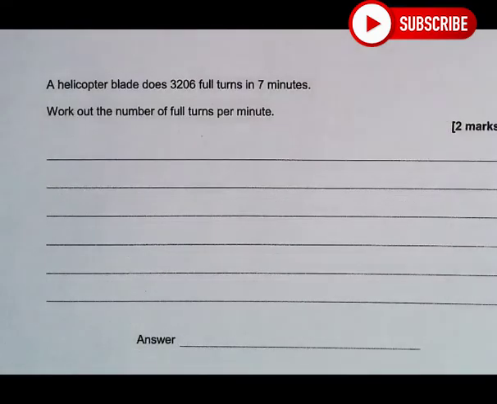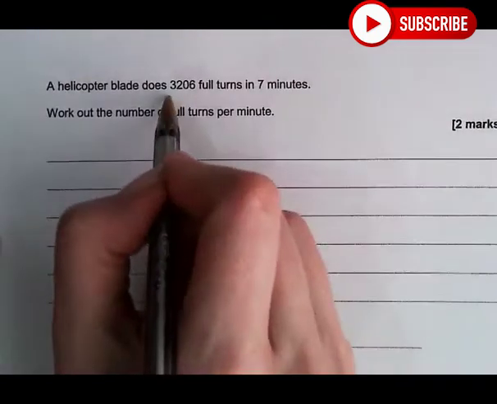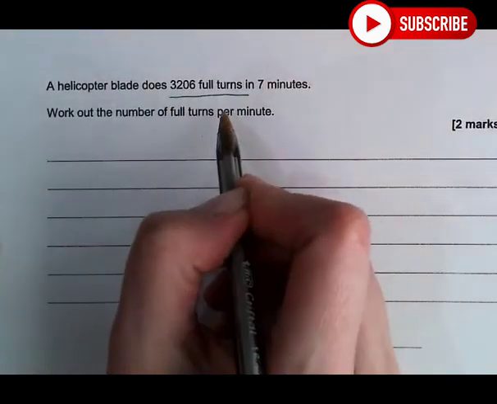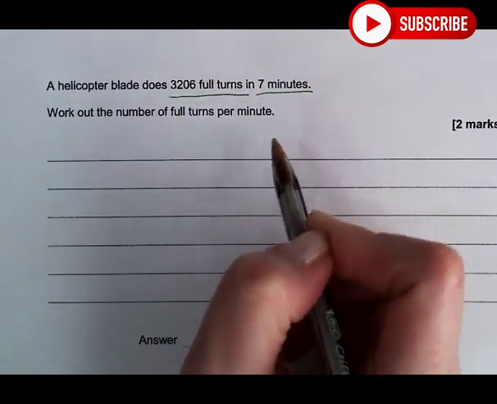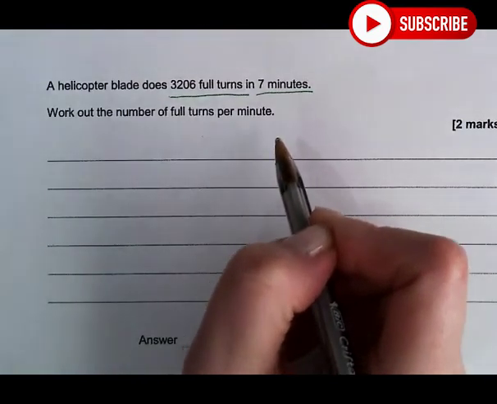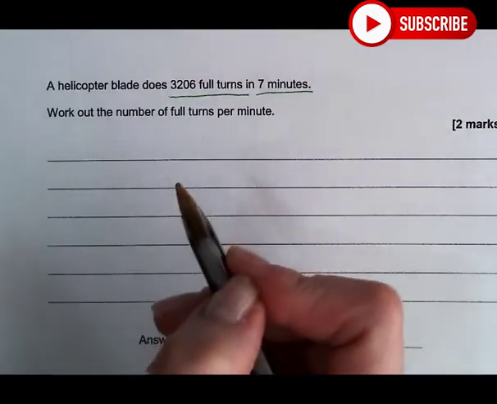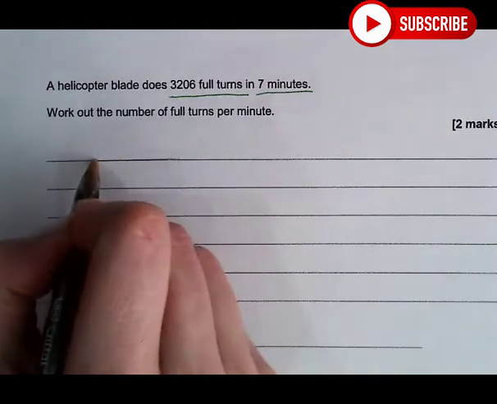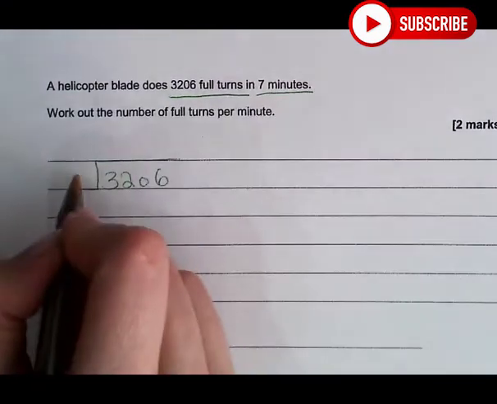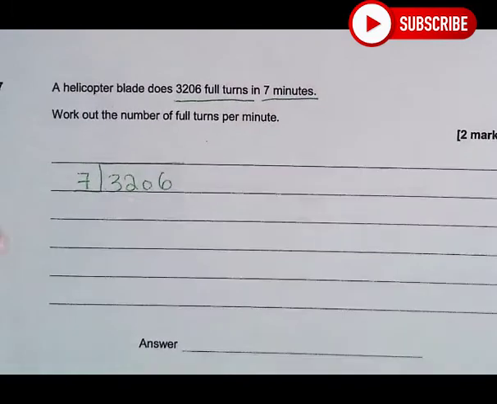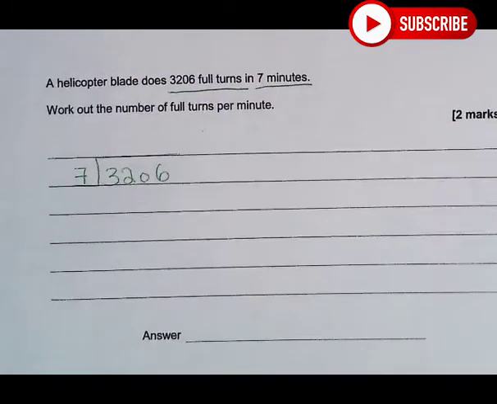A helicopter blade does 3,206 full turns in 7 minutes. Work out the number of full turns per minute. So 3,206 full turns in 7 minutes. To be able to know how many turns they do in 1 minute, we need to do the division. So divide 3,206 by 7. And we are going to use the short division to do that.